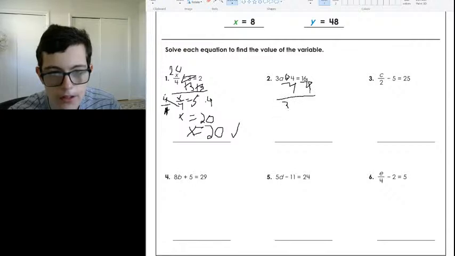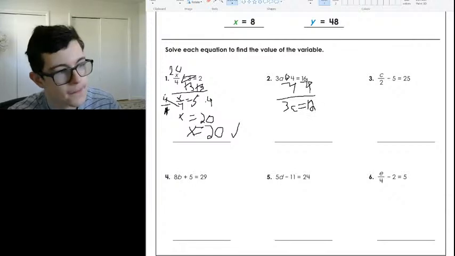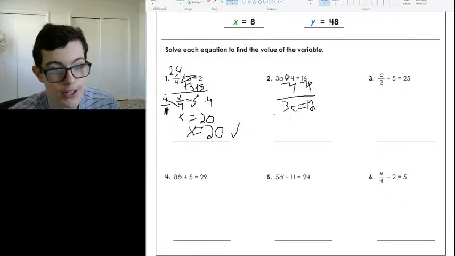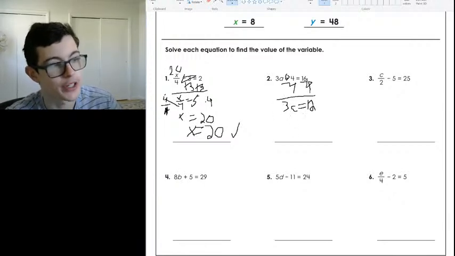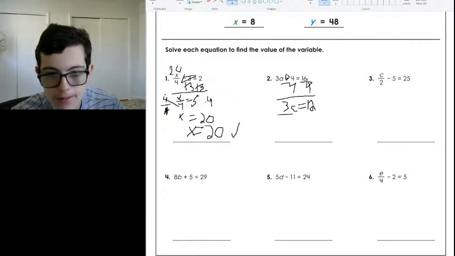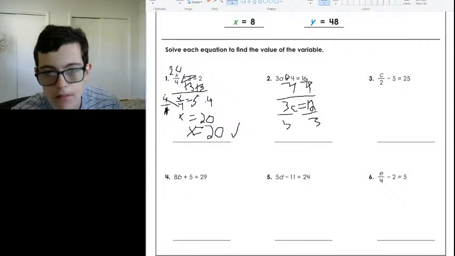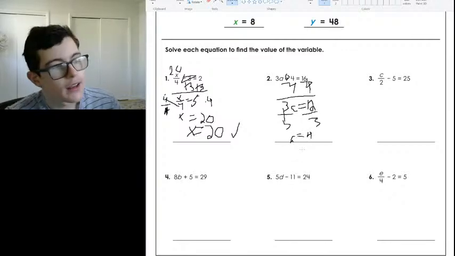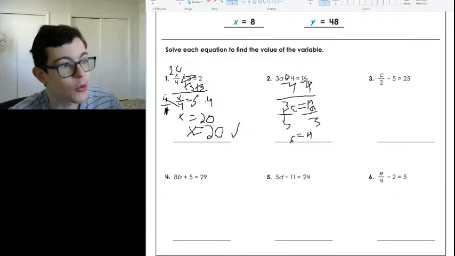Let's get 3a equals 12. Alright. Now, our inverse operation this time is division, because it's 3a, 3 times a, or in other words, a plus a plus a. So divide both sides by 3. Get a equals 4. Now, before we can declare this the correct answer, we have to do our check.